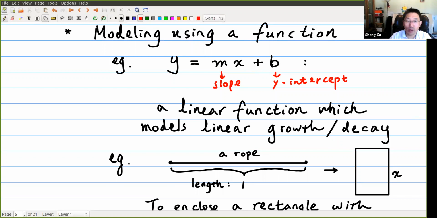Geometrically, when you have a straight line, if it's not vertical (a vertical line cannot be regarded as a function), you can think of this line as a linear equation. That linear equation can be put into the slope-intercept form, y equals mx plus b. m is the slope, b is the y-intercept. This is the model, a linear function, which models linear growth or linear decay.